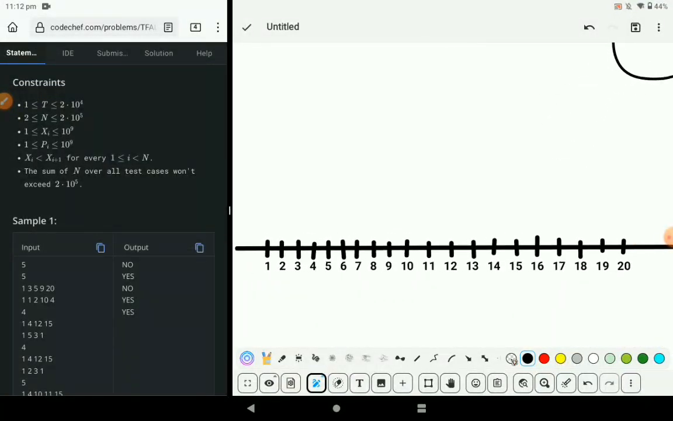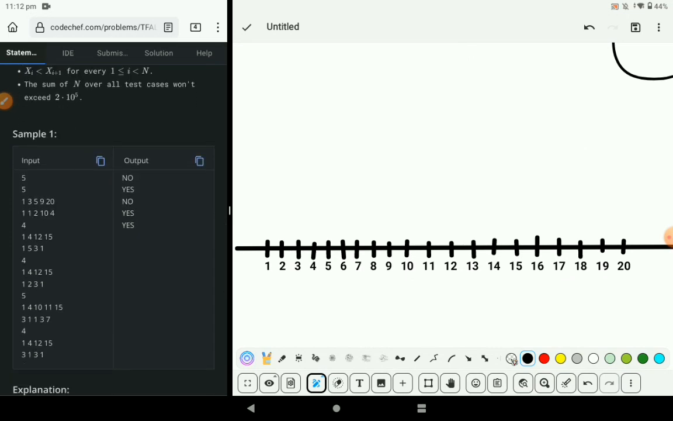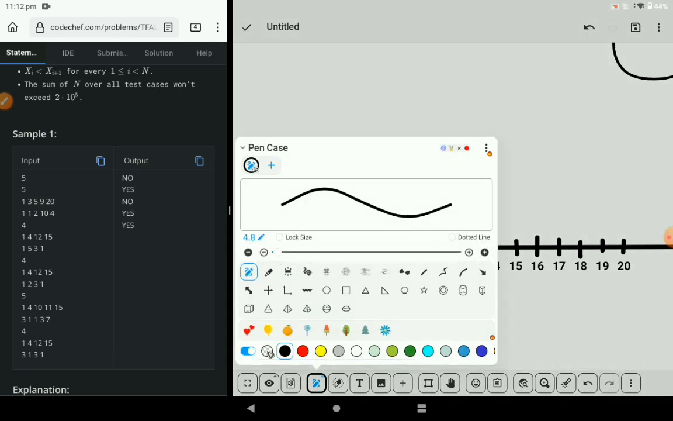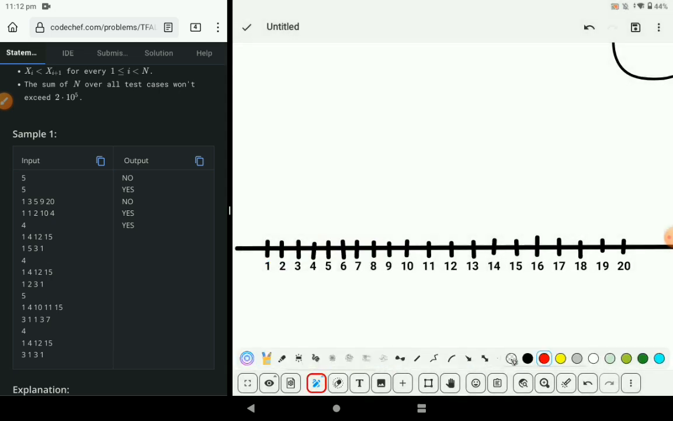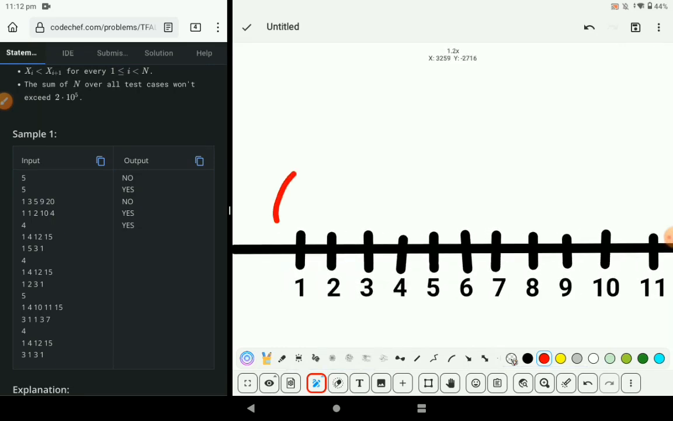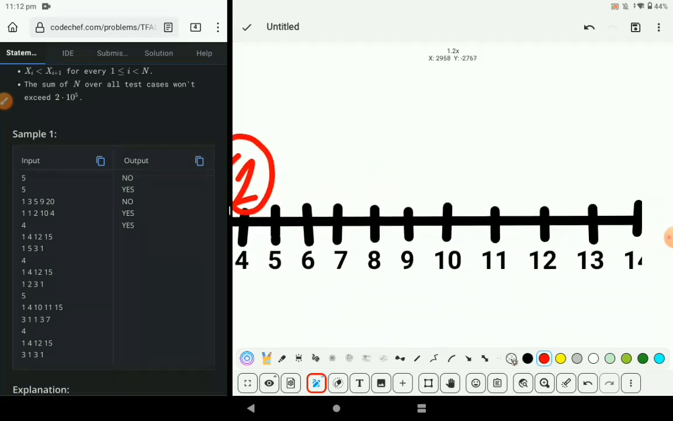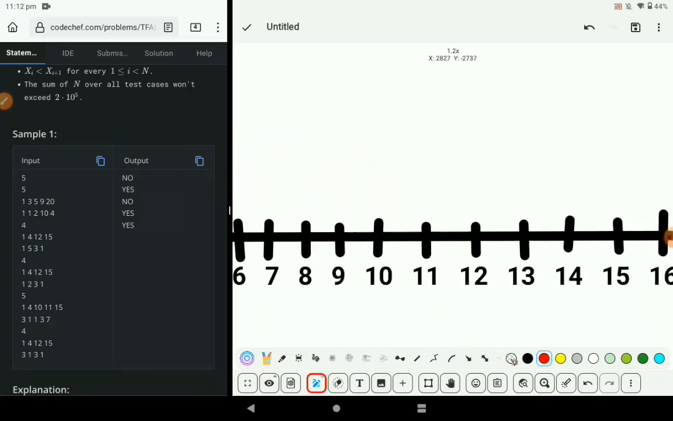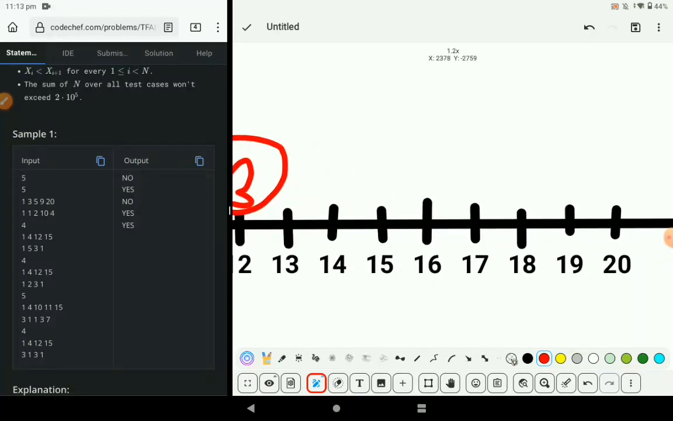Basically, in the second test case we are able to see that the ball is at the first position and its power is 1. Next, the ball is at the fourth position and its power is 2. Next, the ball is at the 12th position and its power is 3. And at last, the ball is at the 15th position and its power is 1.